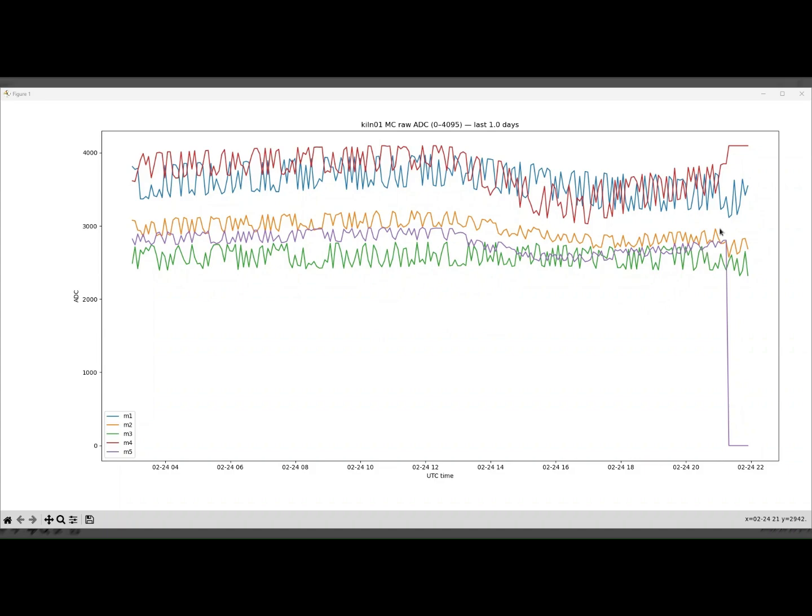All right, here's a look at our database. So I pulled 1 day of data. This is where we made the changes. The purple one is the one that we shorted. The red one would be the one that we left open. What I find interesting here, honestly, the purple one is the one with a long cable run. The red one is probably one of the shorter ones, but also one that is closest to AC. So I wonder if that's a hint.